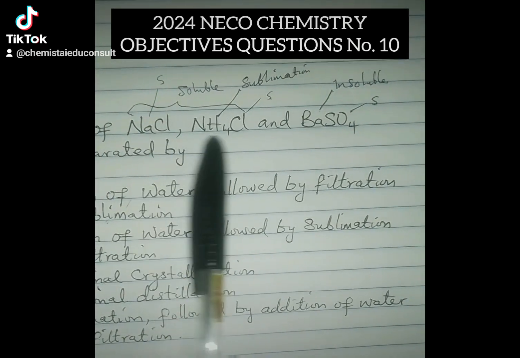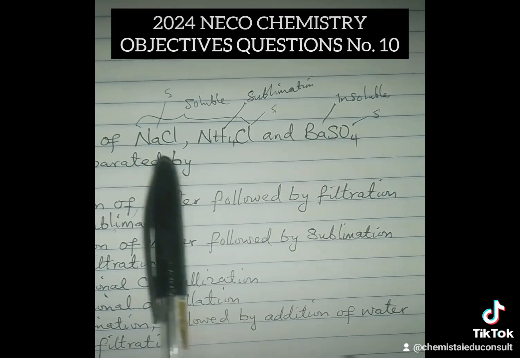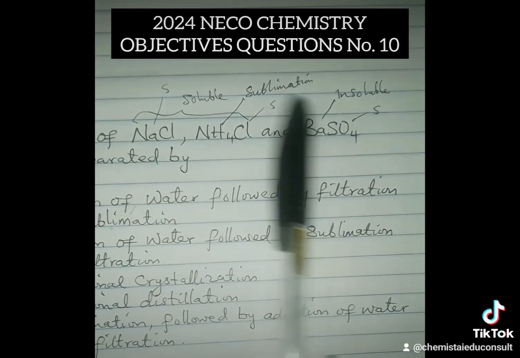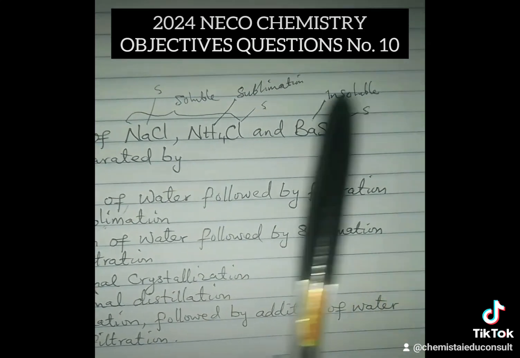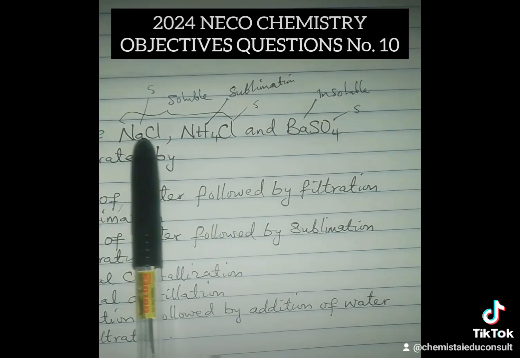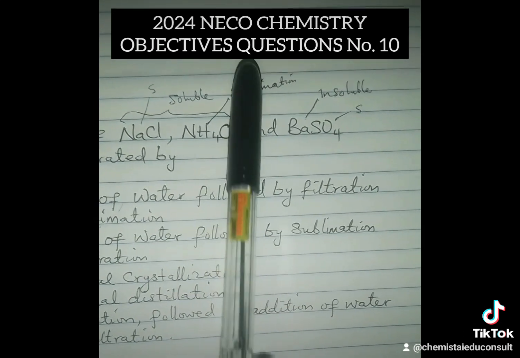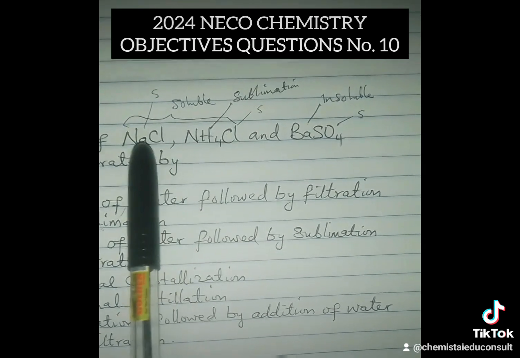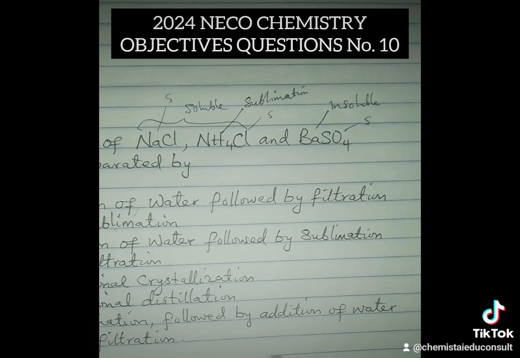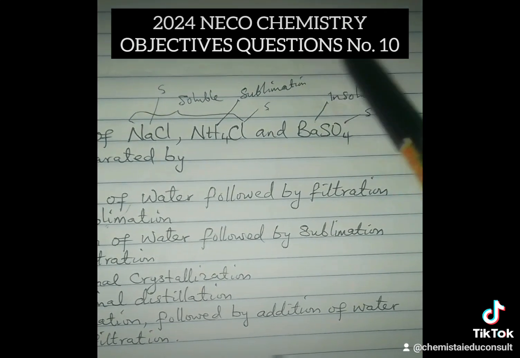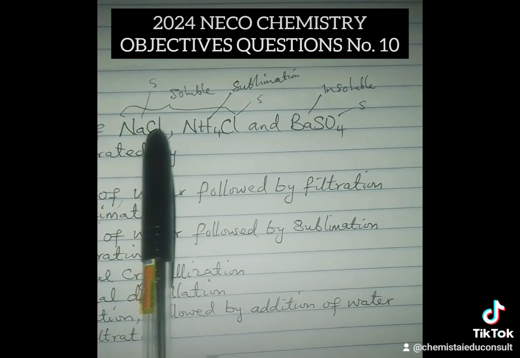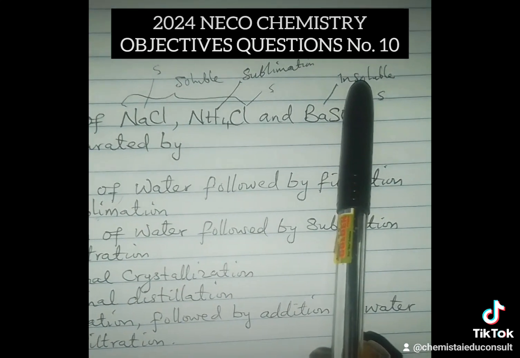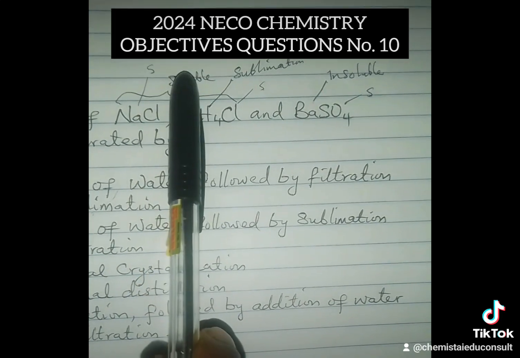Now, we start from the most convenient separation technique. Since all of them are solids, what can we do to these solids to separate them? First of all, if we heat the mixture, ammonium chloride will sublime off, which means sublimation should start first. When ammonium chloride leaves, it remains barium sulfate and sodium chloride. Barium sulfate is insoluble in water. Sodium chloride is soluble in water.